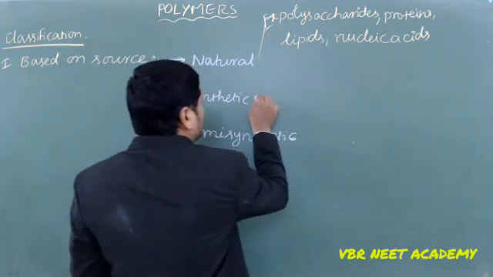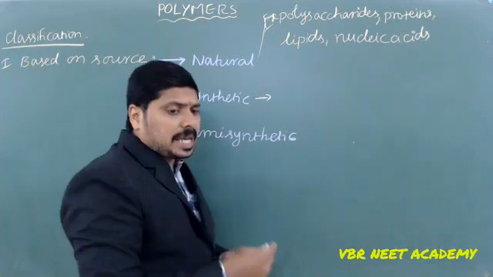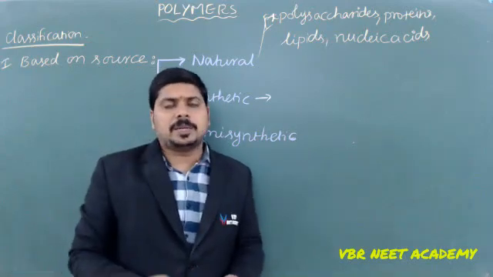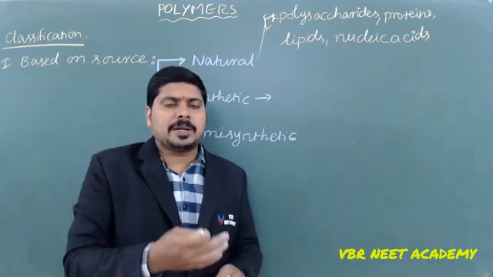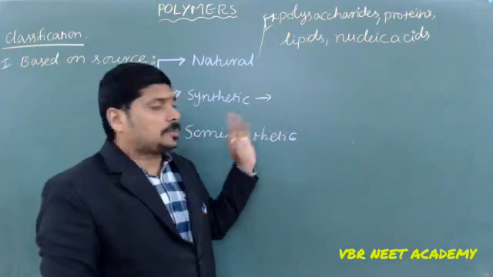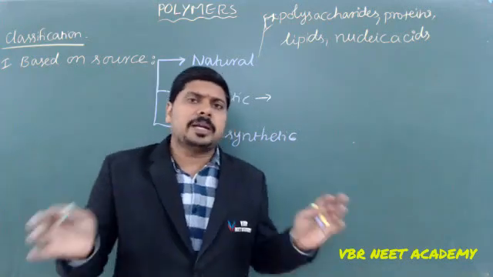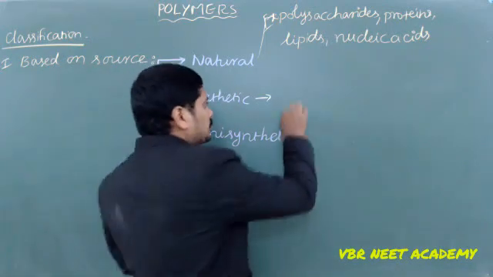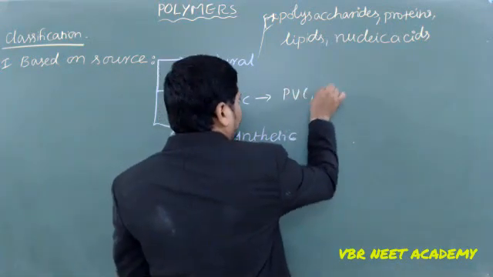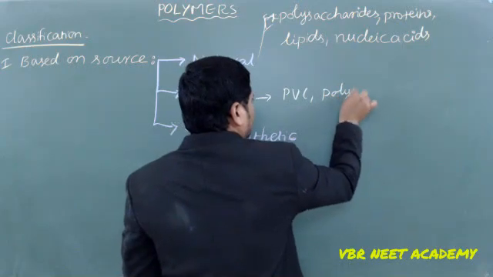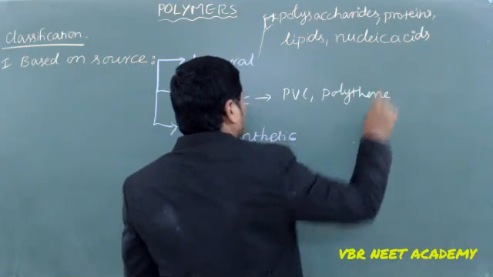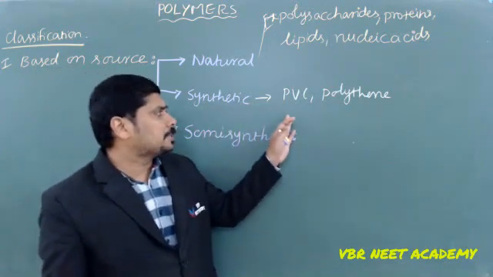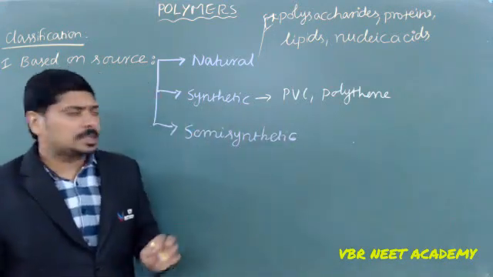Synthetic polymers are nothing but polymers which are synthesized in a laboratory. The polymers which are synthesized in a laboratory are called synthetic polymers. All the man-made polymers come under synthetic only. Examples: PVC, polythene, all plastics, whatever comes under laboratory synthesis. They are all examples of synthetic polymers.